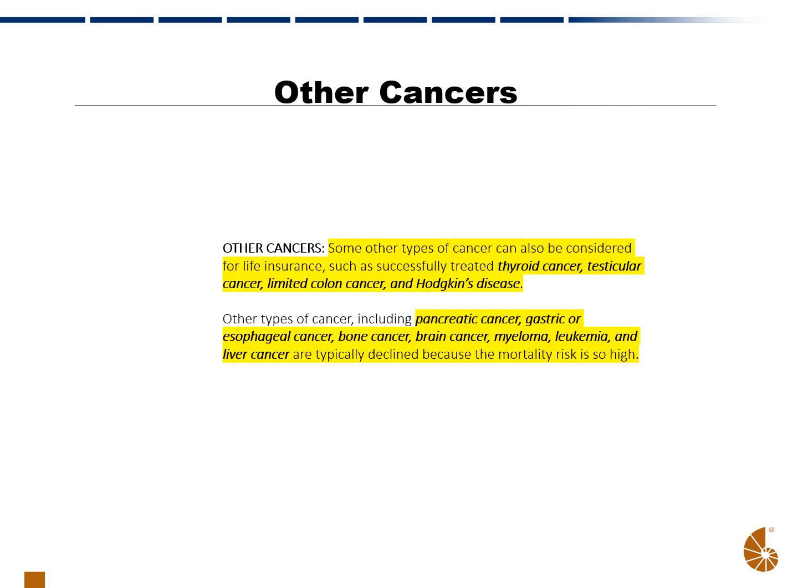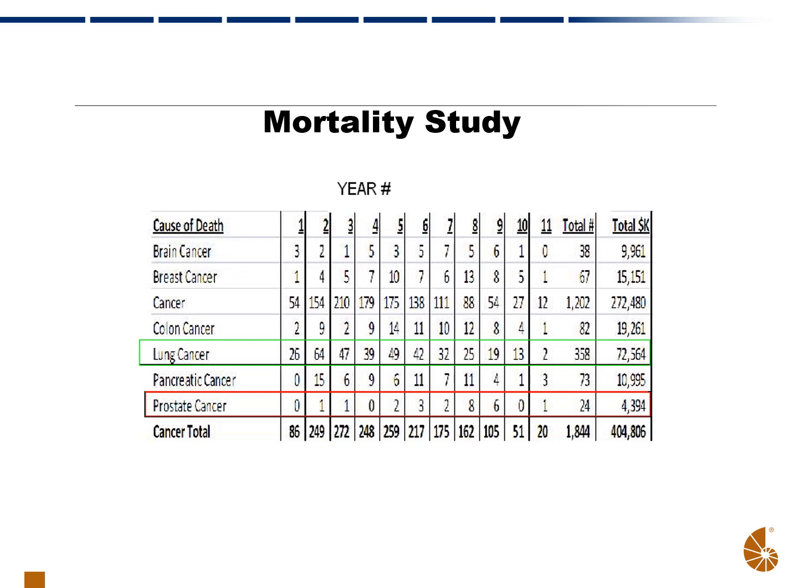Other cancers that we note in applicants for life insurance are history of thyroid cancer, which usually has a fairly good prognosis, testicular cancer and limited colon cancer, as well as Hodgkin's disease, where there's many survivors that we can later consider. However, the worrisome types of cancer are pancreatic, gastric, esophageal, bone, brain cancer, myeloma, leukemia, and liver cancer. And often those candidates are declined because the mortality risk is so high.